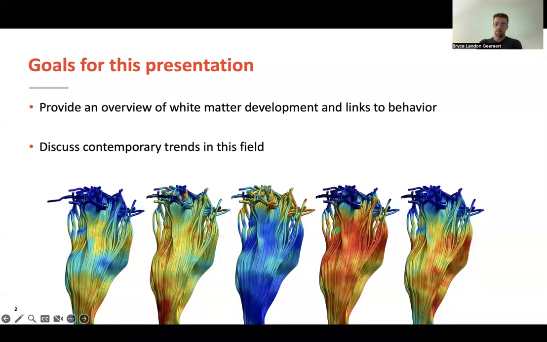I'm going to be talking to you about tractometry and how we've used that to understand white matter development and some links to behavior. I also want to make sure I'm talking about current concerns in the field or what's coming next, to give you just a primer on the state of the literature and some tips on how to design future studies. Okay, so let's get into it.